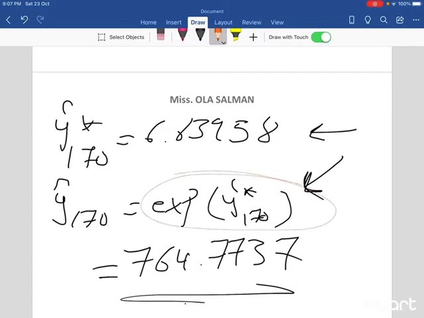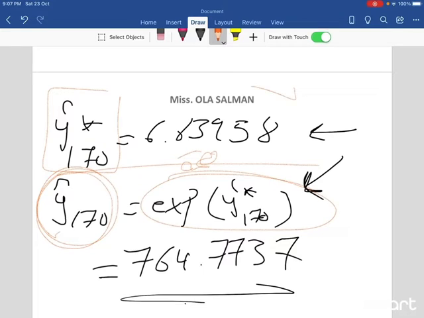This step is important. If they only ask for y hat star, the solution ends there. But if they ask for y hat, we need to do this step. Okay?